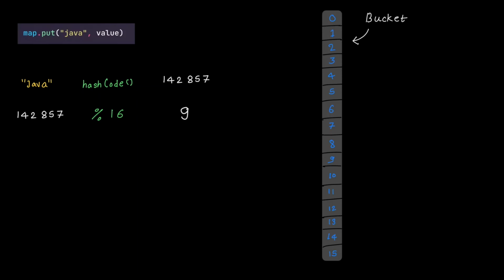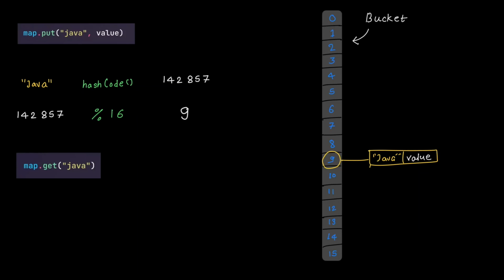Now map.put puts this value at index 9. So at index 9, the entry with key and value is stored. Now what happens when we try to get this value? Again the same process is repeated. The key is used to get the index using the same hashCode and modulo 16 operator. And once you have this value 9, the value is retrieved.